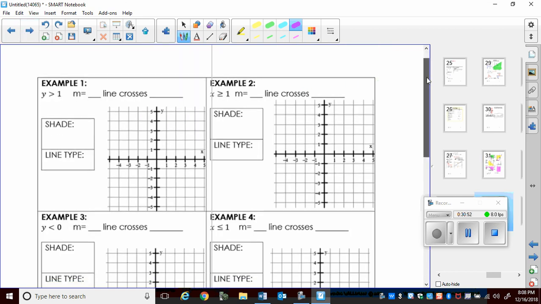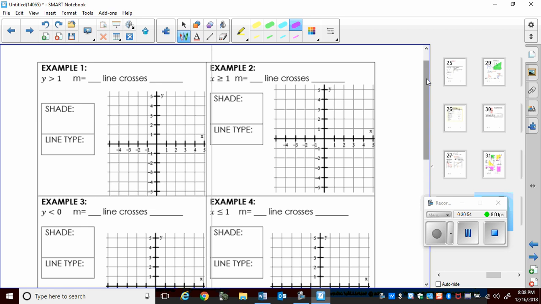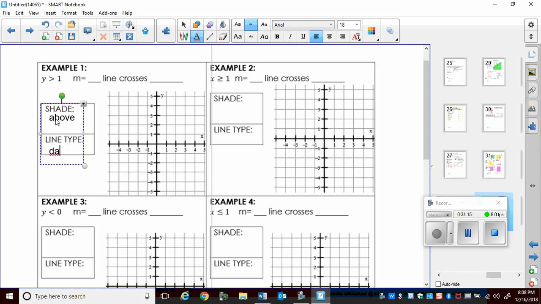So keeping that in mind, we're going to do 2 more examples, example 1 and example 2. So for example 1, we have y is greater than 1. My slope is 0. This is a horizontal line, so I'm going to shade above because it's greater than. This is going to be a dashed line.